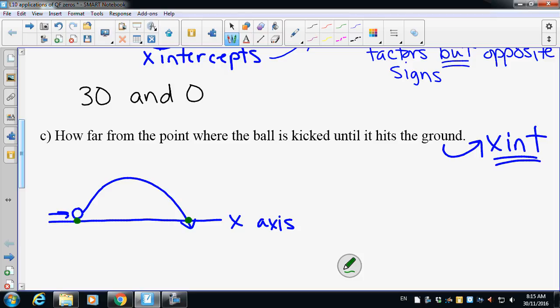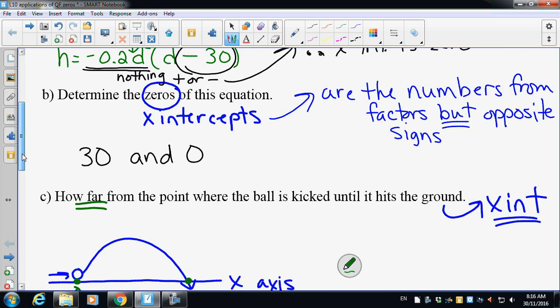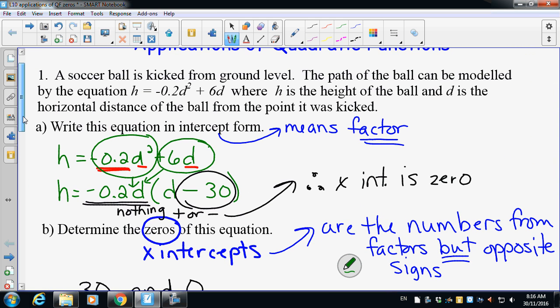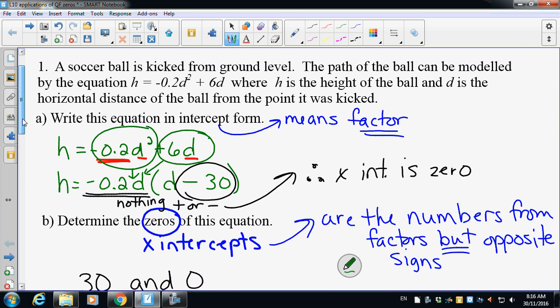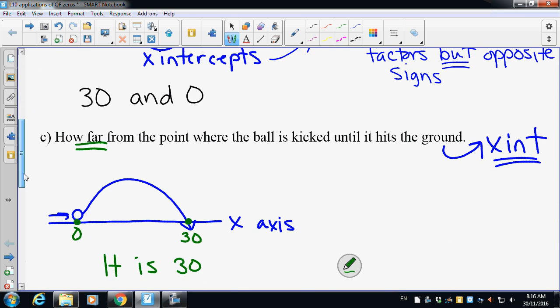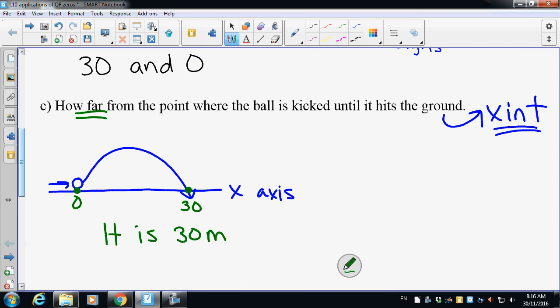So if my x-intercepts are 0 and 30, how far from the point where the ball is kicked until it hits the ground is 30 meters. So it is 30. I better check. I'm pretty sure it was meters in the question. Actually, it doesn't say. Oh, my bad. So it is 30 meters. That's a long ways. How far from the point where the ball is kicked until it hits the ground? It's 30. Yeah, we're going to go with that.